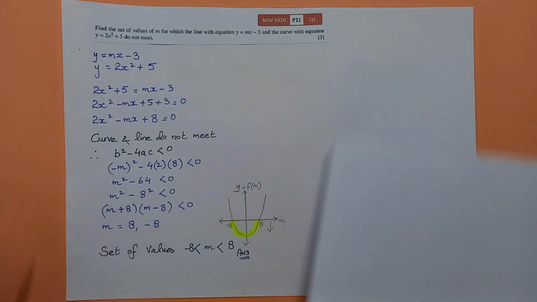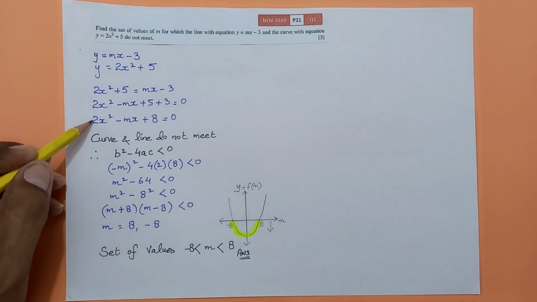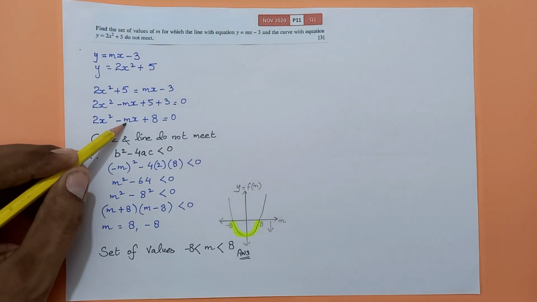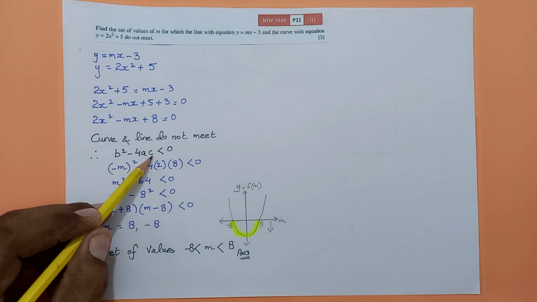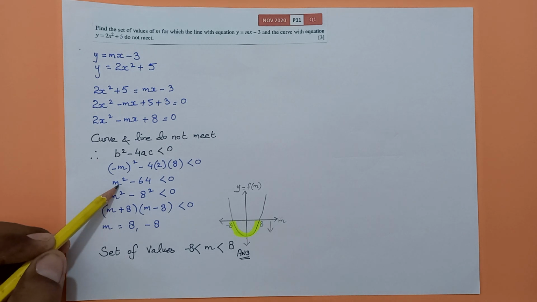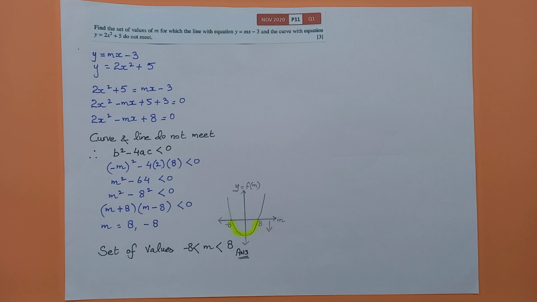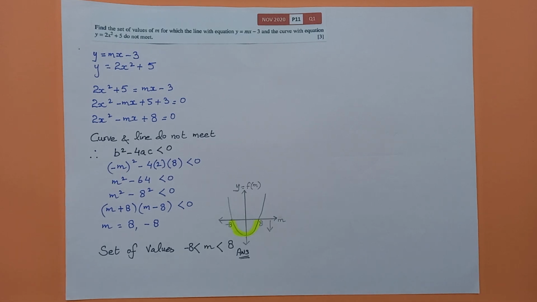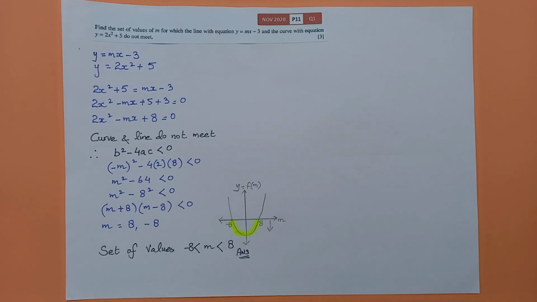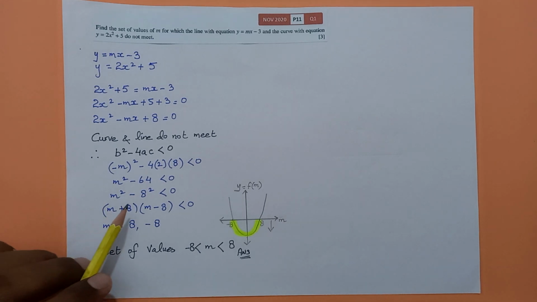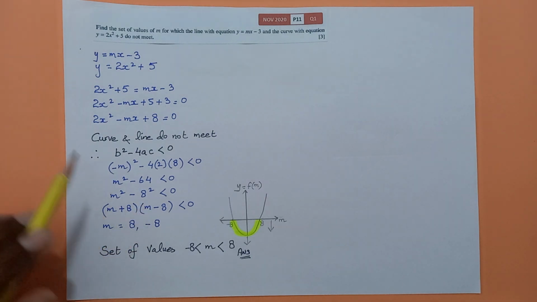When b square minus 4ac is less than 0, simply place the value of a as 2, b as negative m, c as positive 8 in this particular discriminant, rearrange it, and after that we can see we have m square minus 64, which is also a quadratic equation. But this quadratic equation does not contain the middle term, that means the m term. So definitely we don't have to go for using the quadratic formula again and finding the values.